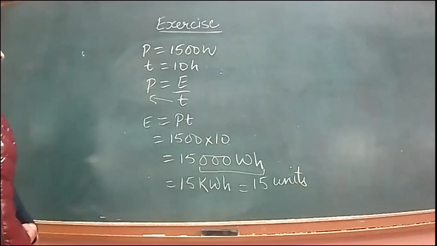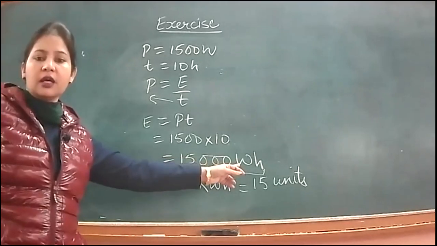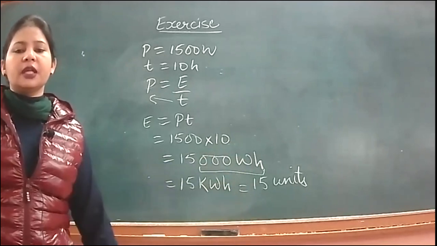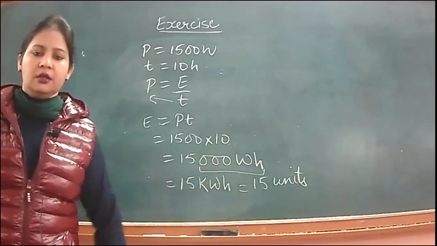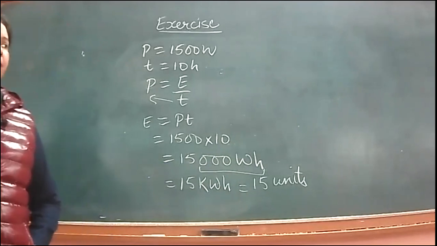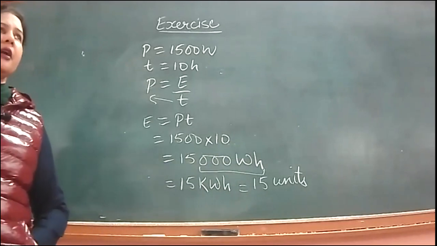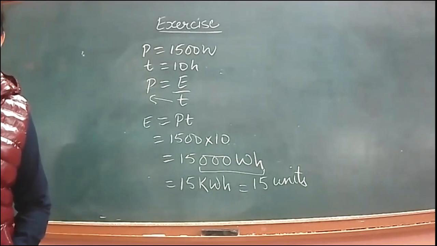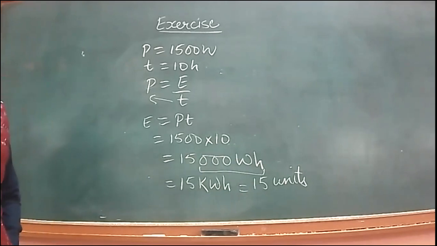Or else what you can do is, ye 15,000 watt hour aaya, isko divide by 1000 kar do, so this is another way of converting watt hour into kilowatt hour. Toh aap aise bhi kar sakte the, ki aap 1000 se divide kar dete, even then it would have been the same thing, the answer would have been 15 kilowatt hour or 15 units.